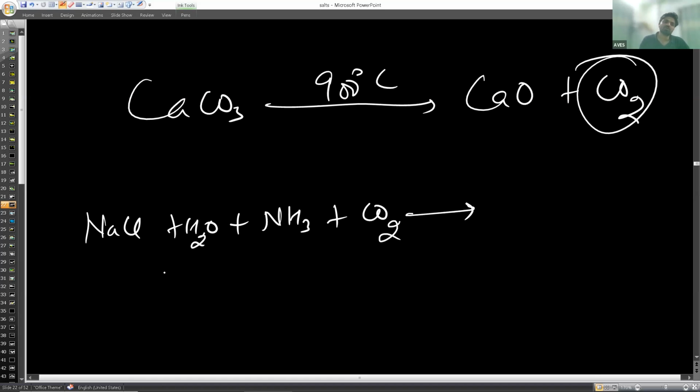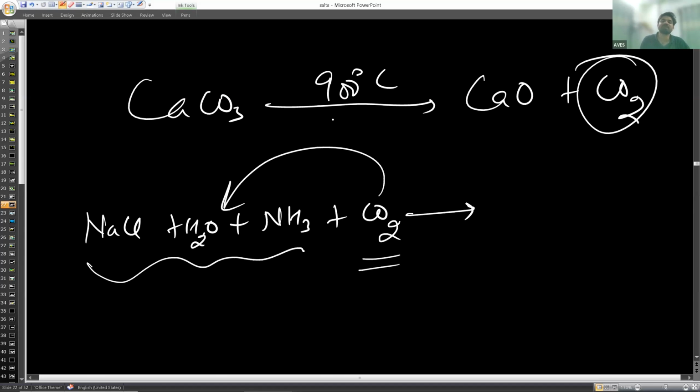So when you have NaCl, water, and ammonia, you pass carbon dioxide to it, which comes from heating calcium carbonate. If someone asks what raw materials are required to prepare baking soda, they are calcium carbonate, ammonia gas, and NaCl. We don't count water as a raw material because it is present everywhere. We first mix NaCl and water to make concentrated brine, then pass ammonia gas to make ammoniacal brine. Then we heat calcium carbonate, and the carbon dioxide it gives is passed through this ammoniacal brine.